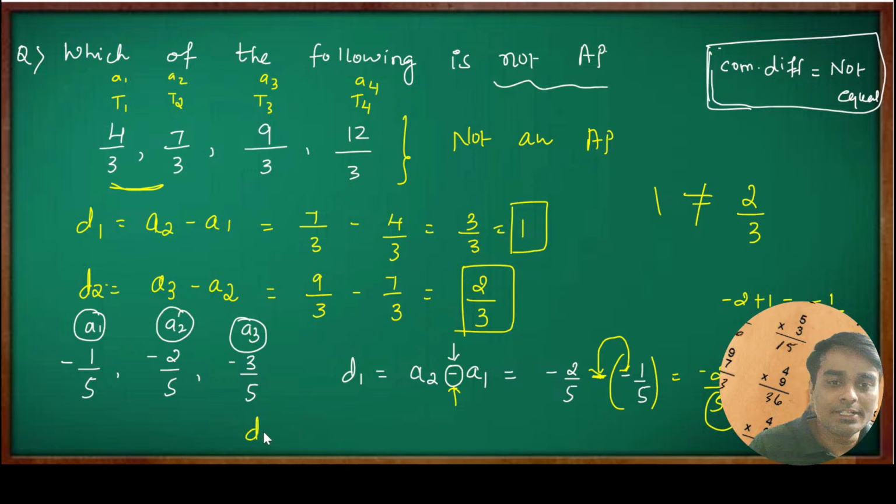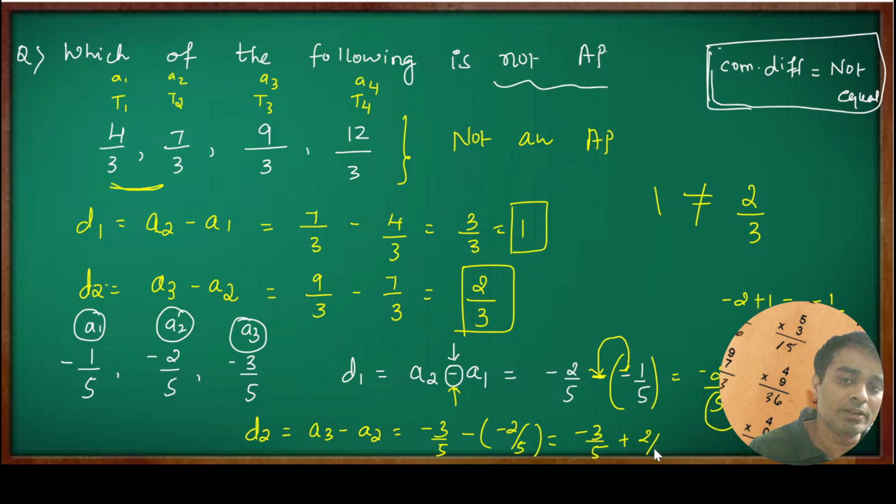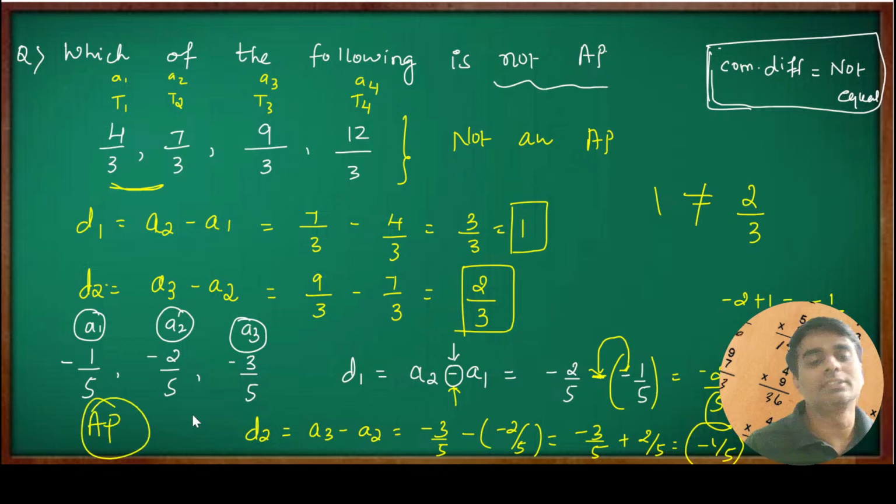Let's see d2 now. d2 means between a3 and a2, correct. So what is my a3? Minus 3 by 5 minus, what is my a2? Minus 2 by 5. Look at this also. This is minus 3 by 5 plus 2 by 5. So which is again minus 1 by 5. Look at the common difference, both are the same. That means this is an AP. This sequence is an AP.